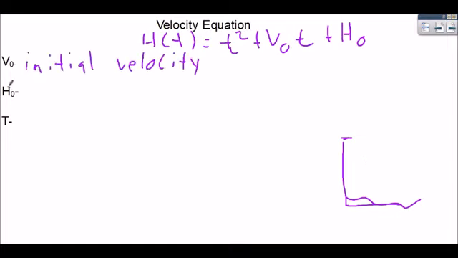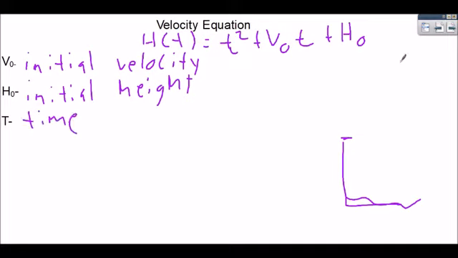H sub 0 is our initial height. So when we're at this diving board, how far off the ground are we? And T stands for time. Where are we in this process? Have we jumped yet? Are we 2 seconds from jumping? Where are we? And this equation should not look too scary. It looks very similar to our standard equation of a constant, where we started, times time and our velocity. So B would be our velocity.